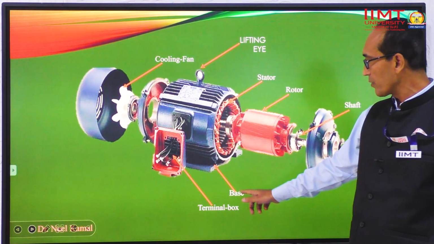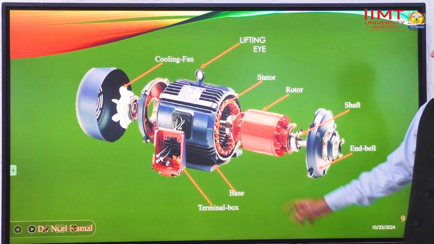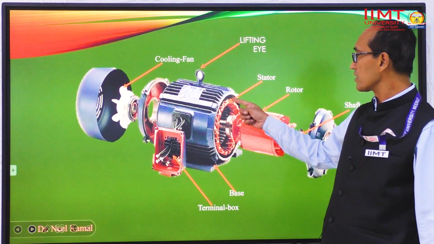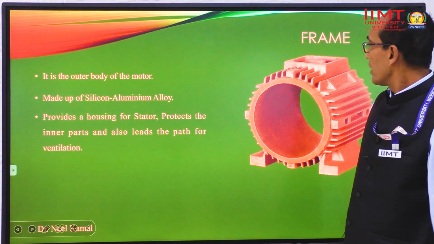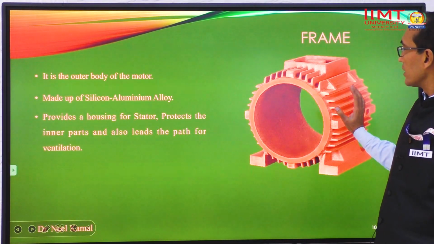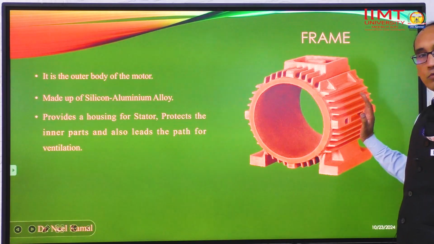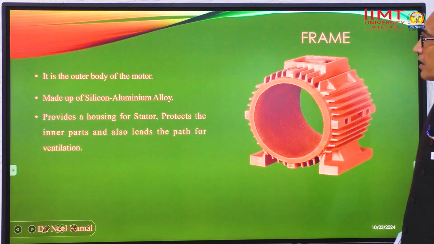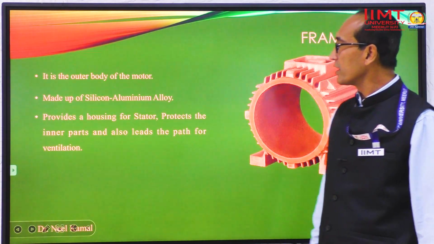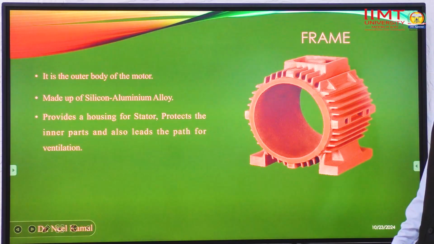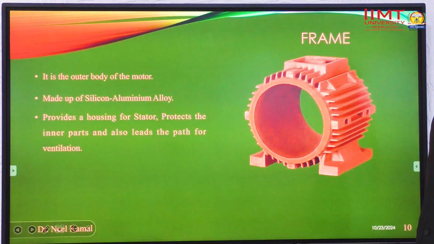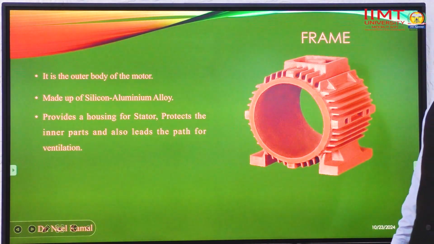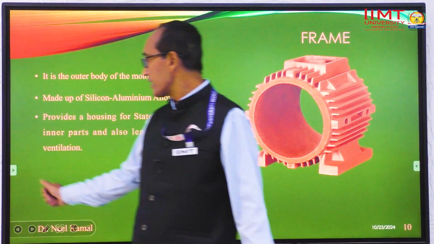and this is the outer peripheral, known as the base of the three-phase induction motor, and the inner peripheral is known as the stator part of the induction motor. This stator part is the outermost part. This is the frame of the induction motor, and it is made of silicon aluminum alloy. This provides the housing of the stator, protects the inner part, and also leads the ventilation.